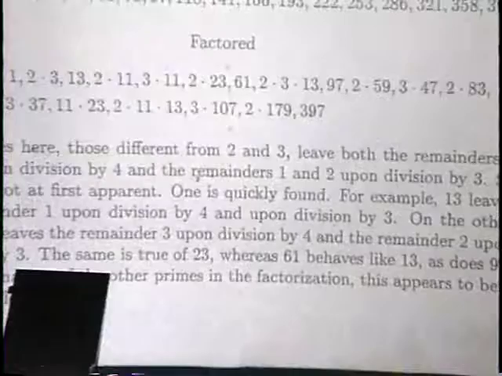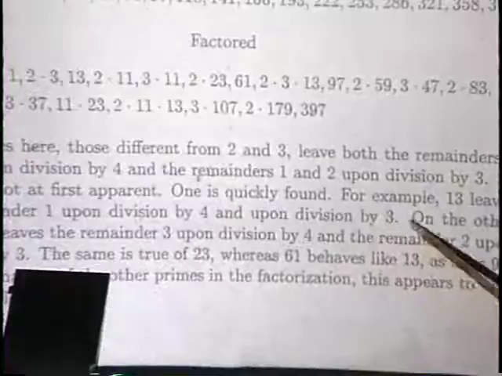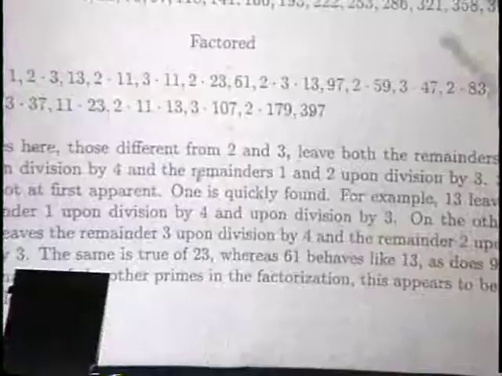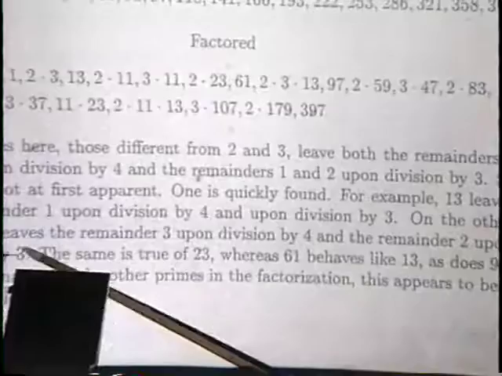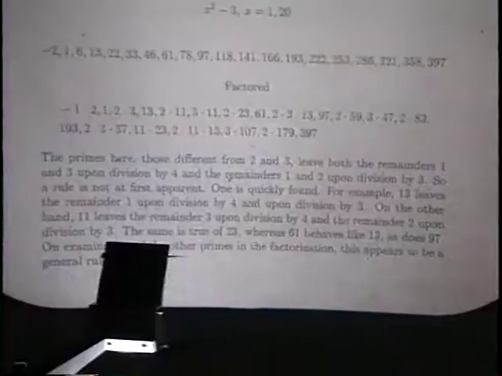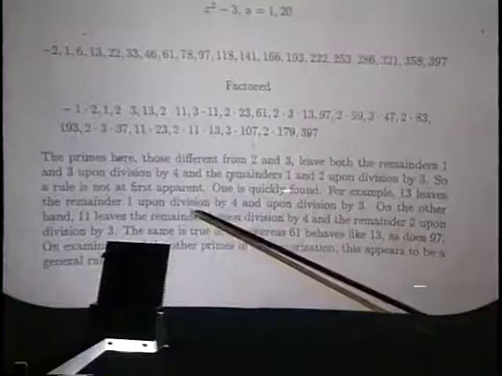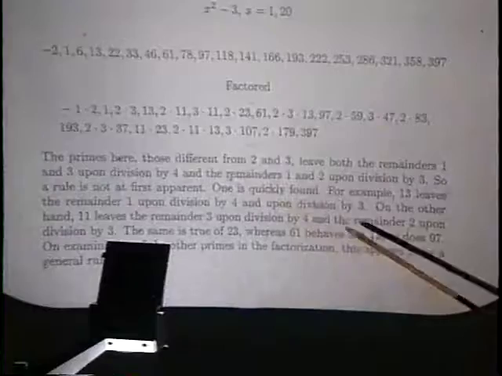So the rule is a little bit different. Here's the rule. See, 13 leaves the remainder 1 upon division by 4, and the remainder 1 upon division by 3. 11 leaves the remainder 3 upon division by 4, and the remainder 2 upon division by 3. And if you examine the prime factors of all of these numbers, that's the rule. It never happens that a prime factor here leaves the remainder 1 upon division by 4 and 2 upon division by 3. Right?